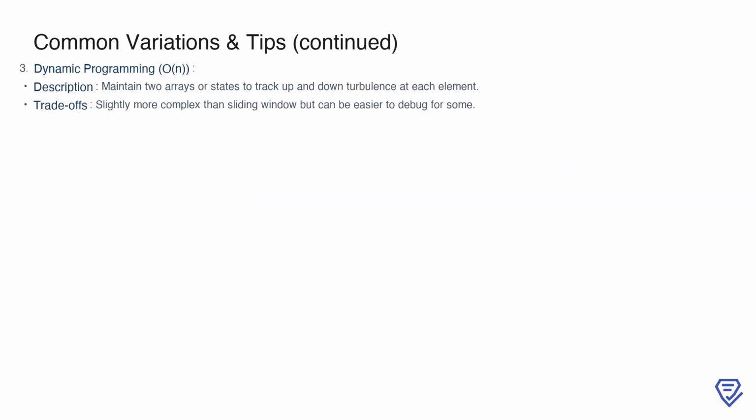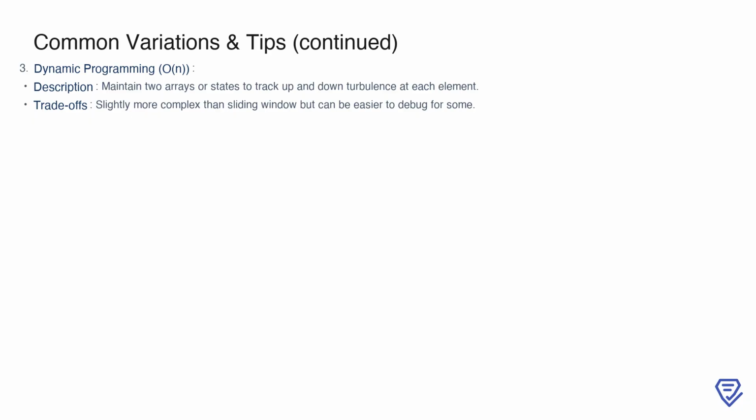Dynamic programming is another powerful approach to solving this problem efficiently. By maintaining two states, one to track up turbulence and another to track down turbulence, you can systematically evaluate each element's contribution to the turbulent condition. This method offers a time complexity of O(n), while providing a structured way to handle transitions between states. However, it can be slightly more complex to implement compared to sliding window methods, as you need to carefully manage these states at each step.